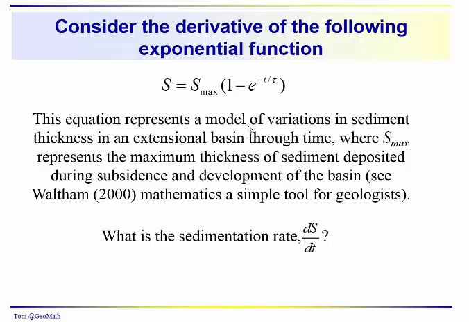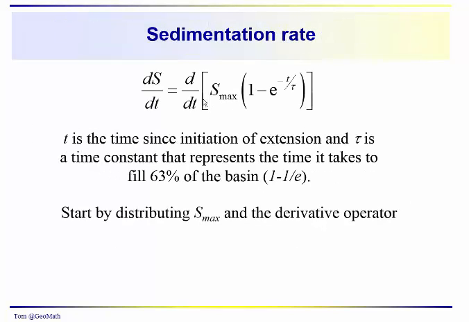This would be where we'd be applying our differentiation rules. We have ds dt. What is ds dt in this case? In order to take this derivative, you might start by simplifying this term in brackets. We could just distribute the S max through these two terms, so we'd have S max minus S max e to the minus t over tau.